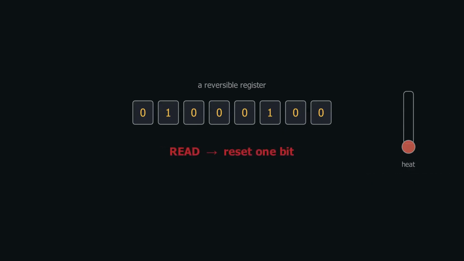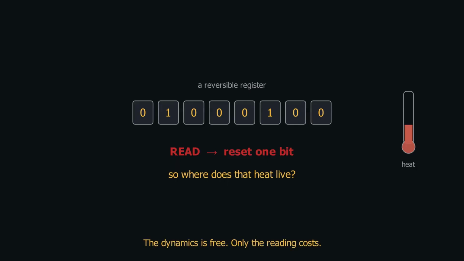But the moment you read a result and reset the register to take the next measurement, a fixed minimum of heat must leave into the room. So here is the puzzle of this chapter. The substrate of the first 3 chapters is exactly such a lossless engine. Where, in a universe made of one deterministic rotor lattice, does that heat live?